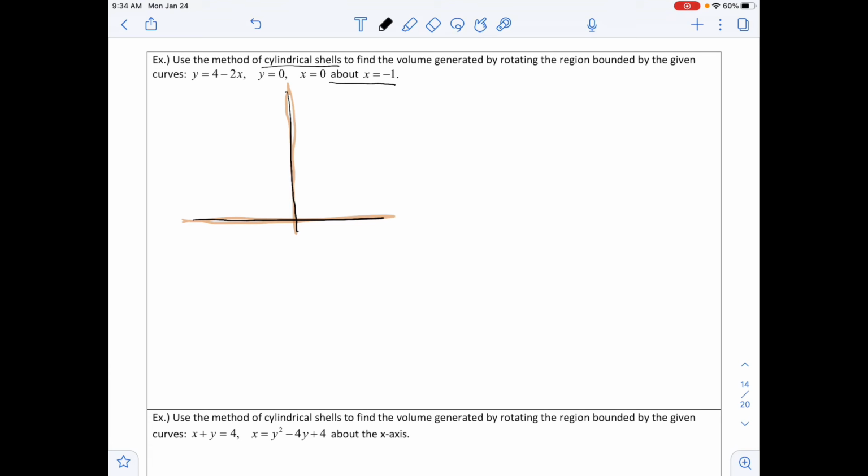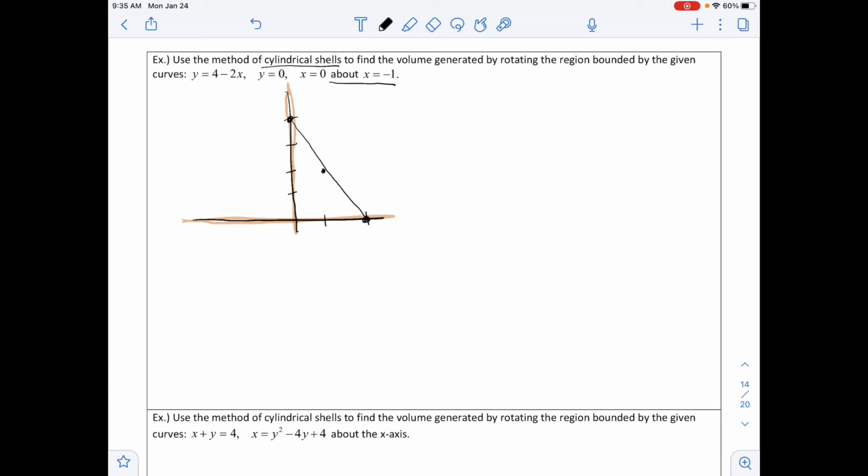And so when x is 0, we have y is equal to 4. At 1, we have 4 minus 2, which is 2. And at 2, we end up at 0. And graphing the line, you can use any method that you would like. So this is our region.